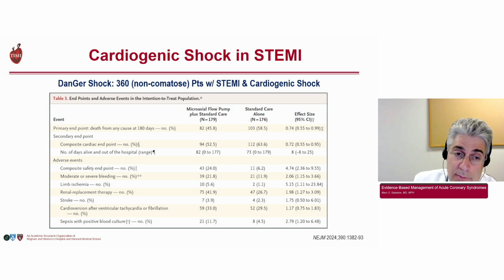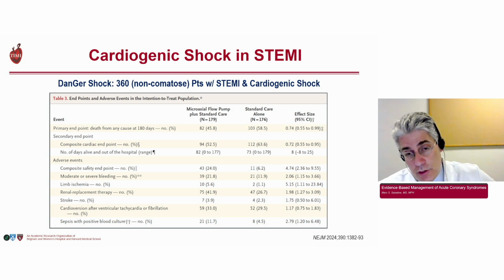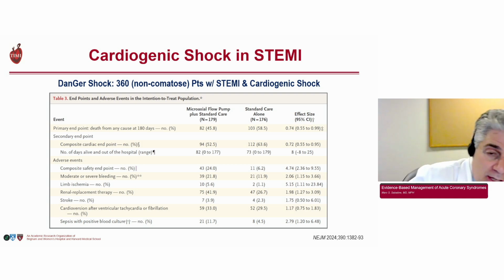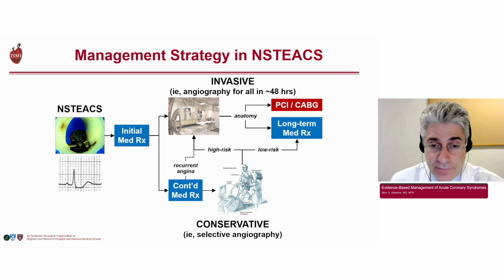Now, of course, this obviously was a reduction in mortality. That's quite impressive. Not surprisingly, there was more bleeding and more limb ischemia, more renal replacement therapy with the mechanical circulatory support. But now I think this gives us nice evidence that supporting these LVs early on when they're in shock with a device is the right thing to do.